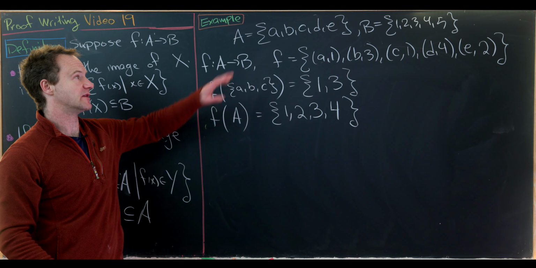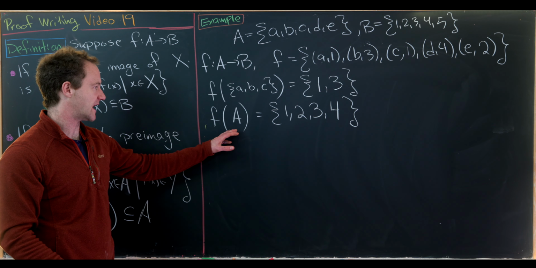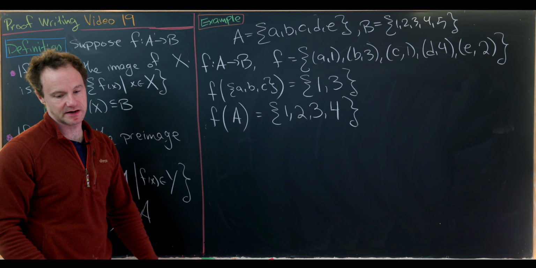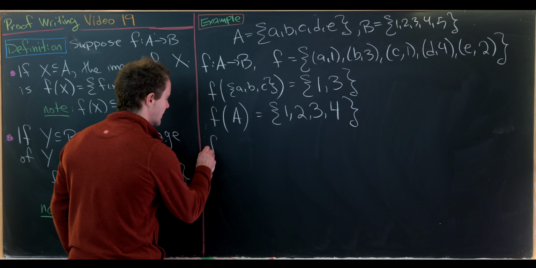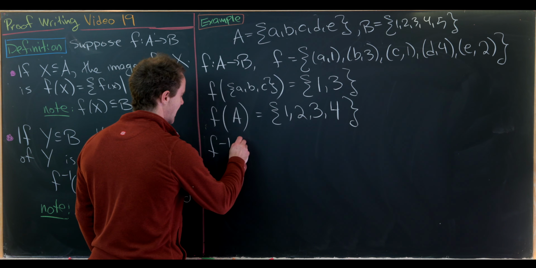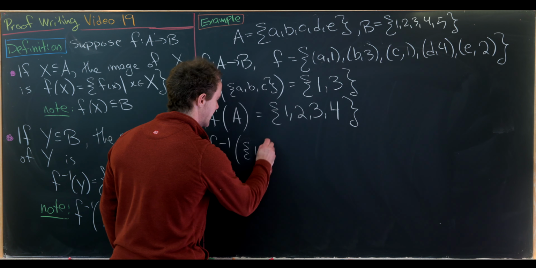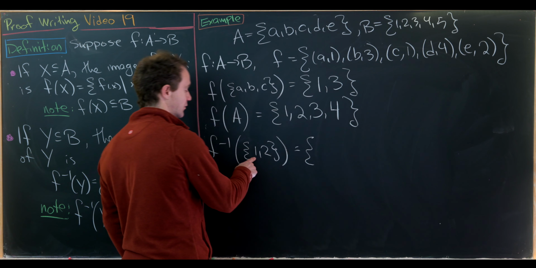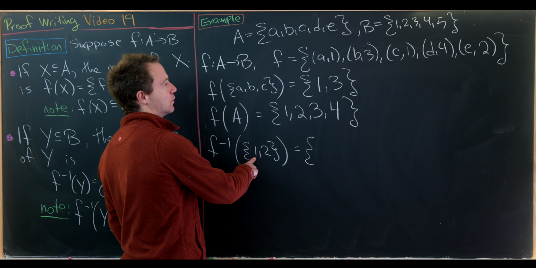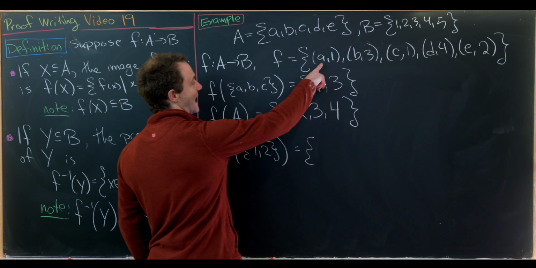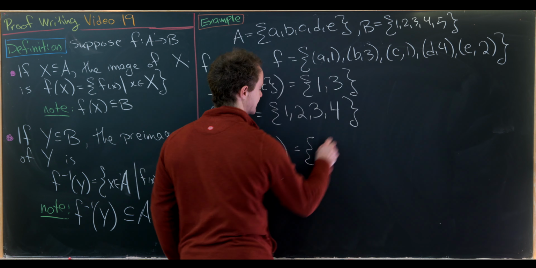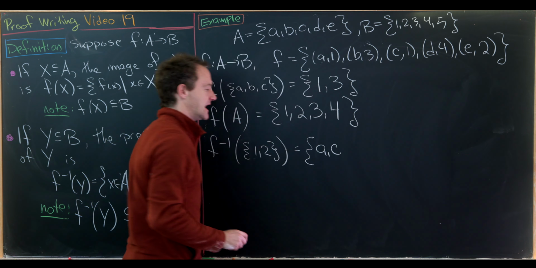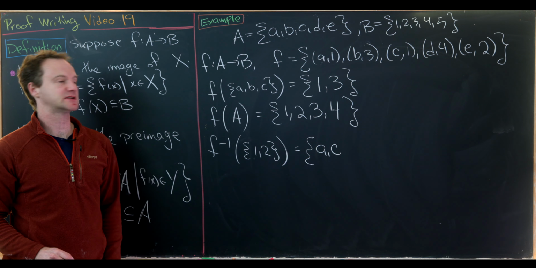So that's not quite the whole codomain, but that is the range because it's the image of the domain. Okay, so now what about the preimage of the set containing 1 and 2? So let's see what that'll leave us with. We want to look for everything that gets mapped to 1. So A gets mapped to 1 and C also gets mapped to 1. So we get A, C. Those are the things that are mapped to 1.